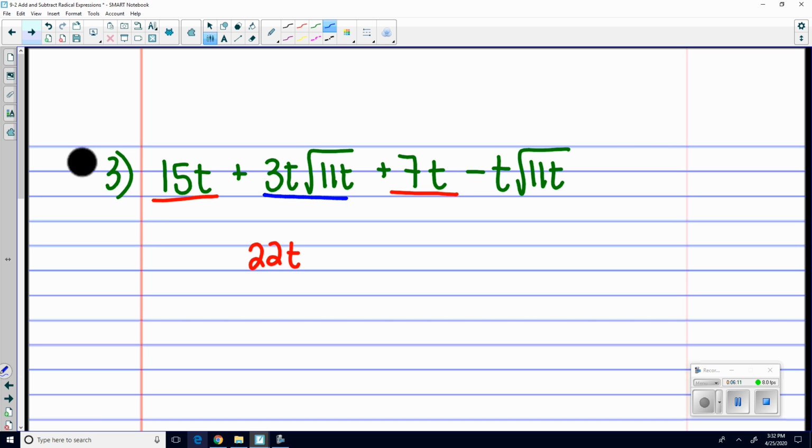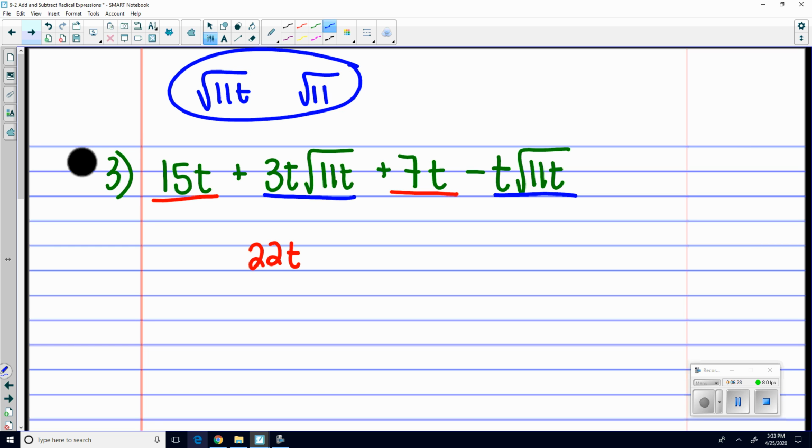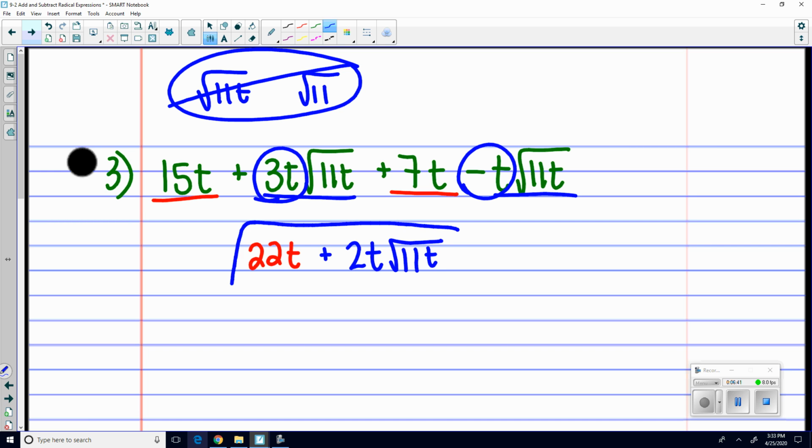Now, I have 3t square root 11t and negative 1t square root 11t. I can combine those. Let me give you a real quick though. If I had 11t and then I had just an 11, those are not like terms. The variable part even has to be the same to combine. But I can combine these. So I end up having 3t minus 1t, which would give me positive 2t, and my radical stays the same. And that is my final answer.